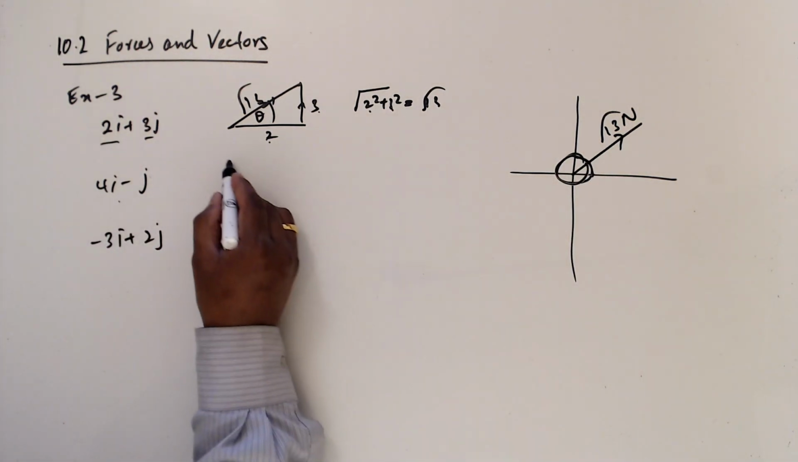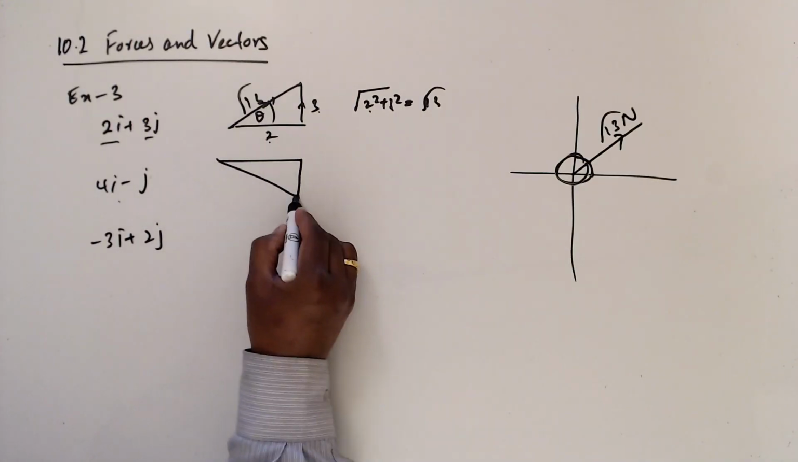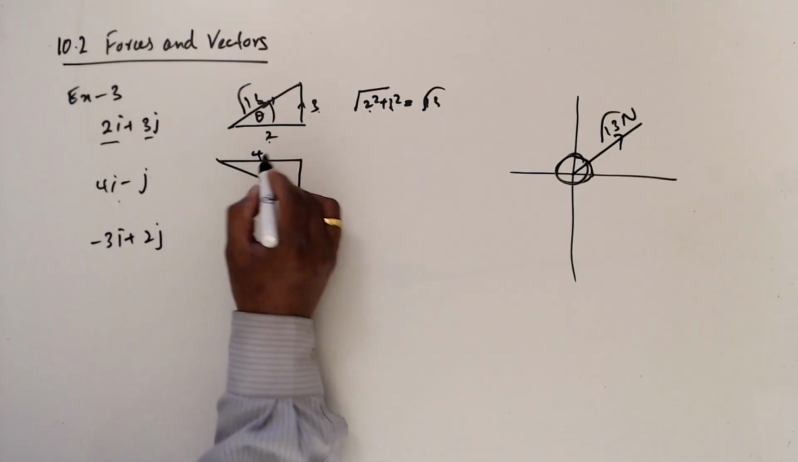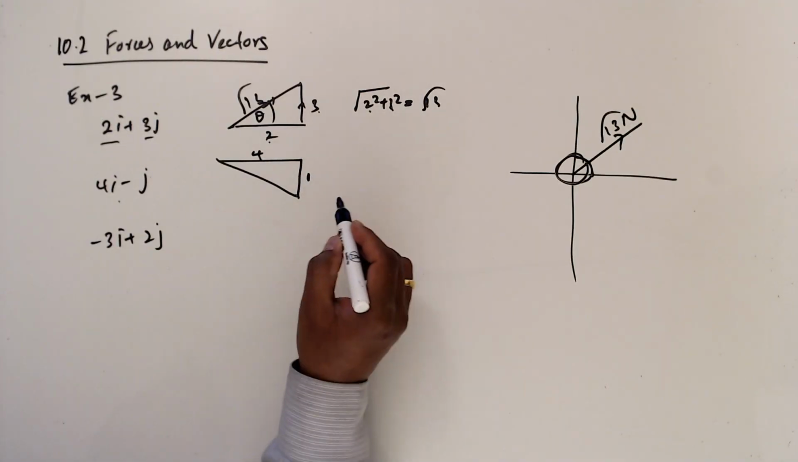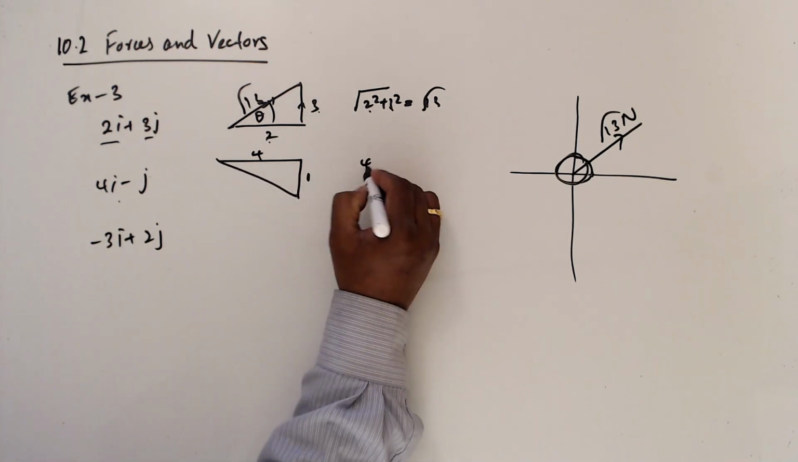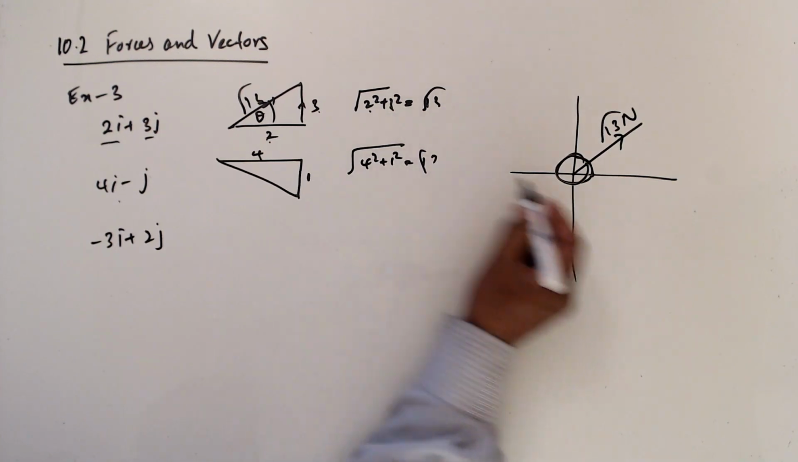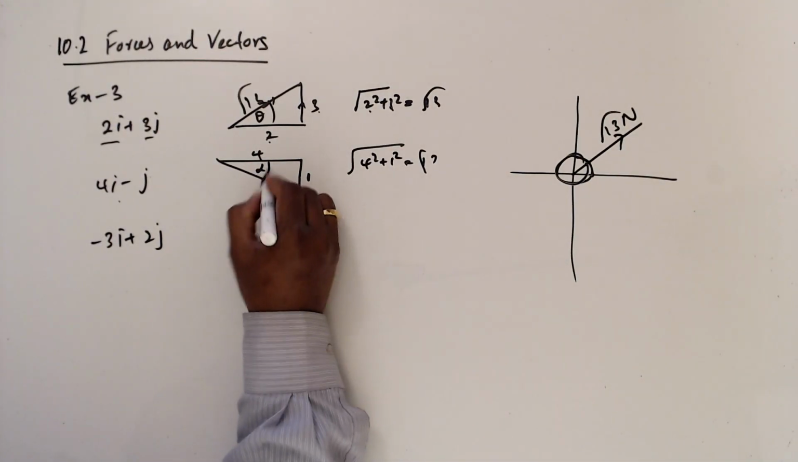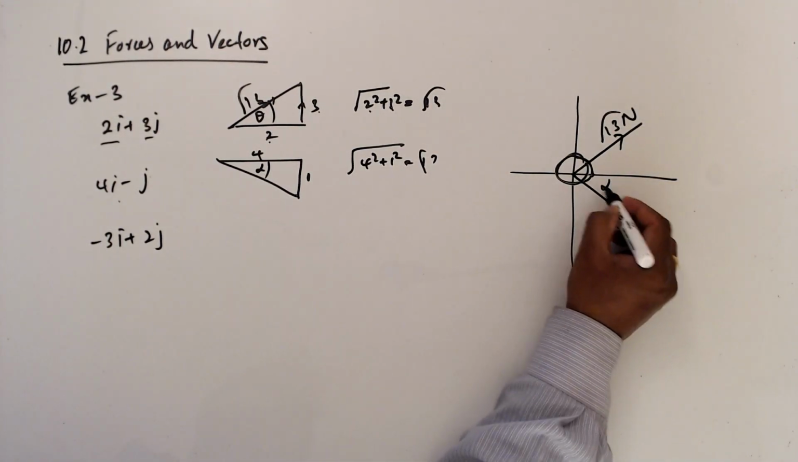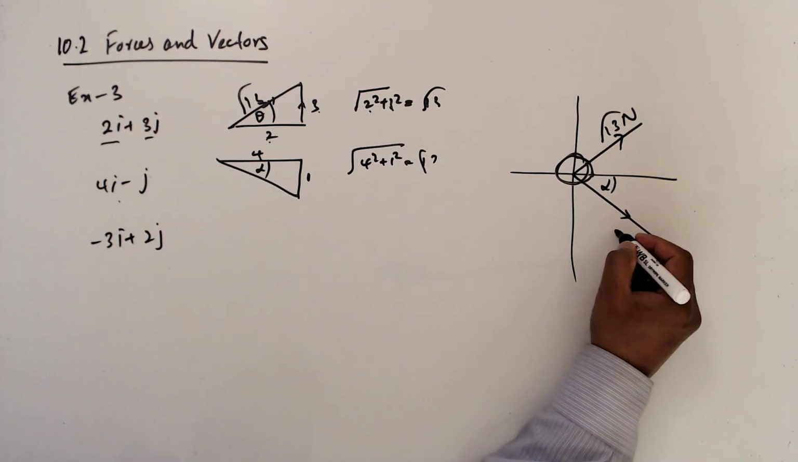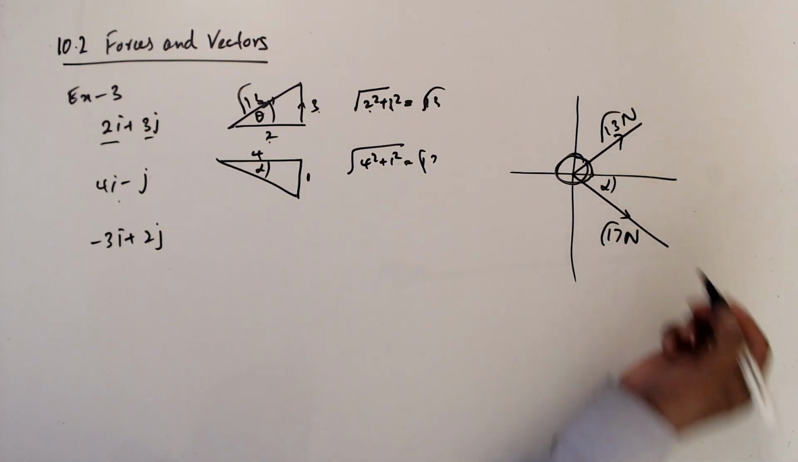This one is 4i minus j. This is 4 and this is 1, and this is 4 squared plus 1 squared. This is square root 17. I will take this as the alpha angle. So this is the alpha angle, and this is a square root 17 force.